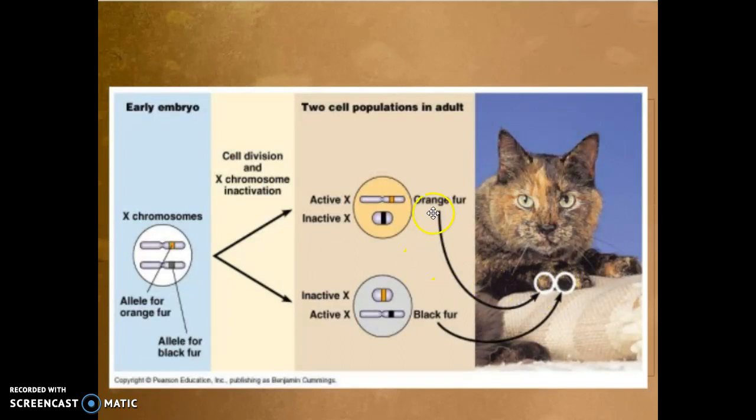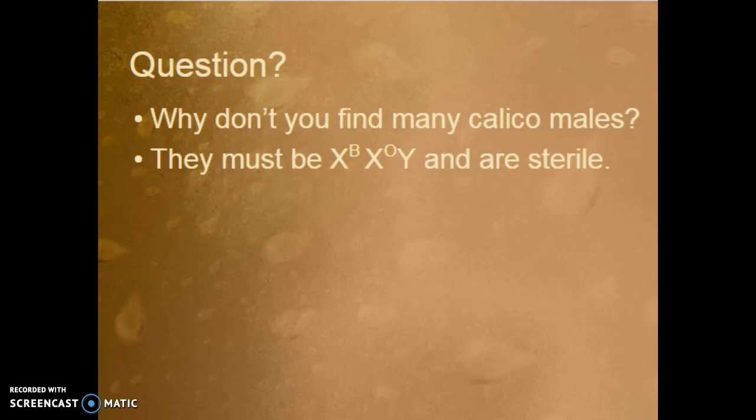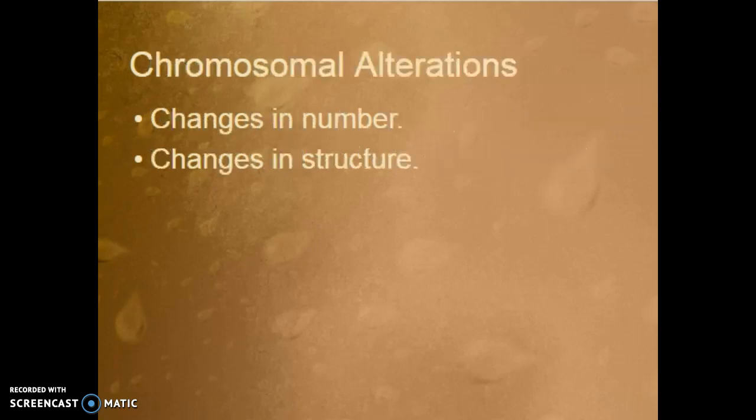So here in this picture you see the active X is the orange allele, and in this case the active X is the black allele. So it's not dominant recessive, it's not truly codominant, it's an inactive X. There's a Barr body there. Check that out. Why don't you find many calico males? Because to be calico, they have to be XBXO, Y, to be a male. So XBXO makes calico, Y makes them a male. So that means they have 3 sex chromosomes, so they're sterile. They can't reproduce. So typically, most calico cats are female.